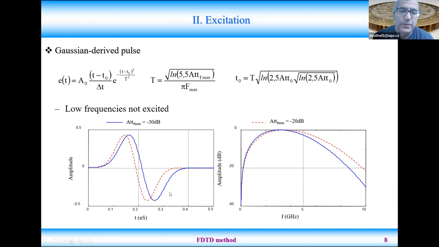So this is the excited pulse in time domain. The idea of using the Gaussian derived pulse is that for some problems we don't want to excite DC. So it is appropriate to use this type of excitation for these problems.